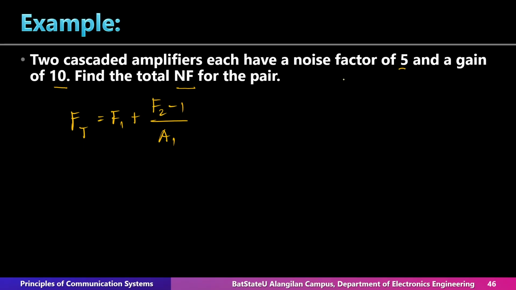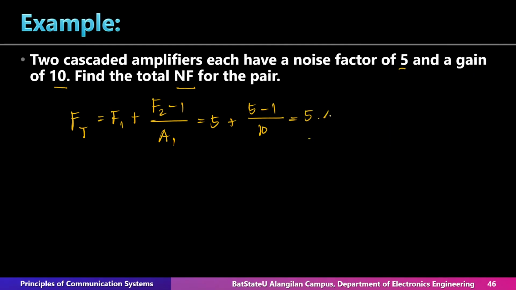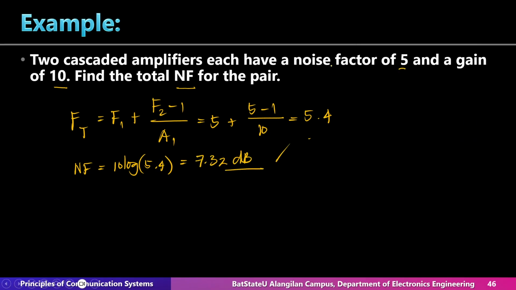Okay. Wala naman tayong third stage. So, dalawang terms lang ito. No? So, F1 is 5 plus 5 minus 1 over the gain, which is 10, equals 5.4. 5.4. However, factor pa lang yan. So, kung gusto mo makompute ang noise figure, 10 log of 5.4. So, ang sagot 7.32 dB. O, di ba? Ganun lang po kadali. Ano? Kailangan lang familiar tayo sa formula. Kasi usually, ang mga problem solving na ito, direct substitution naman po.